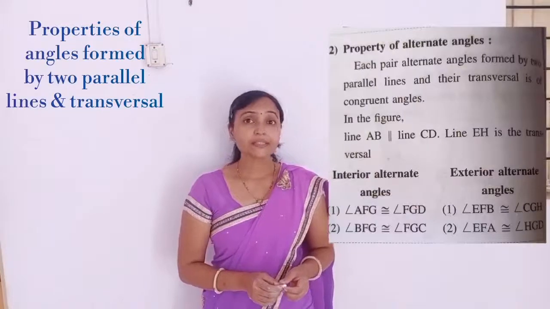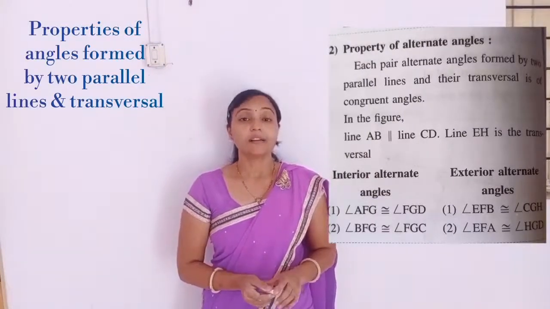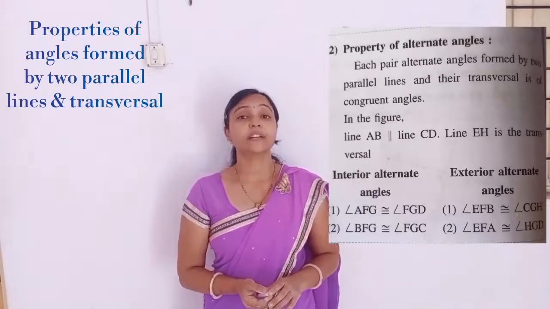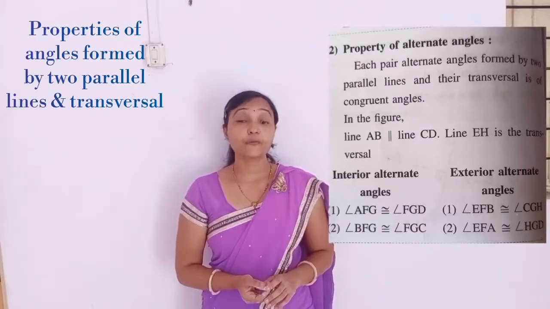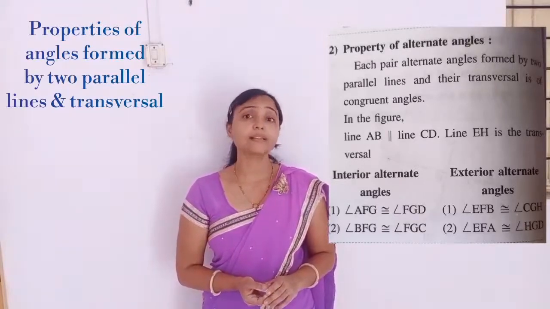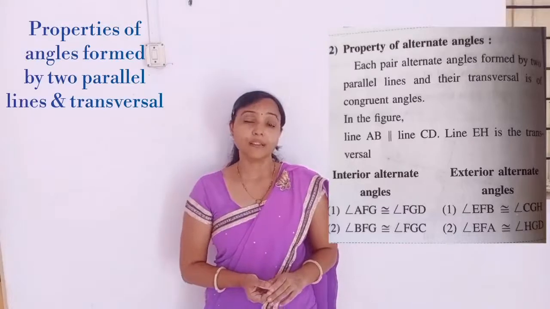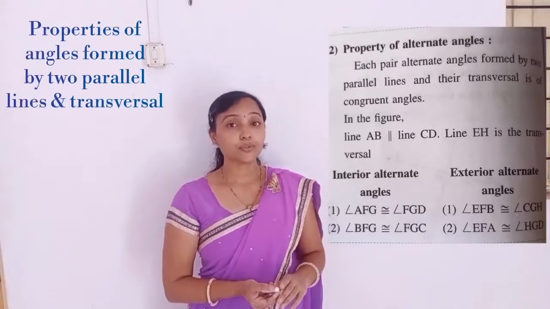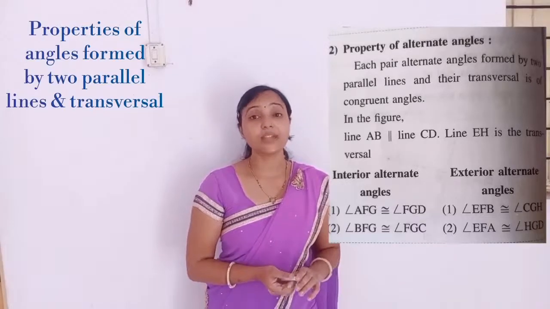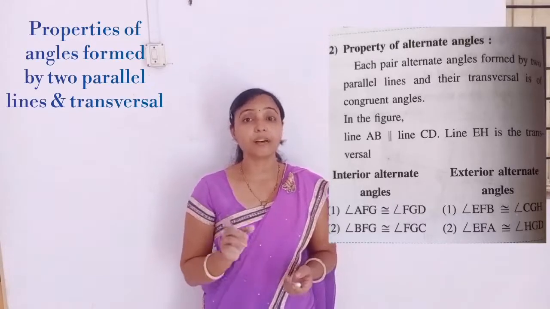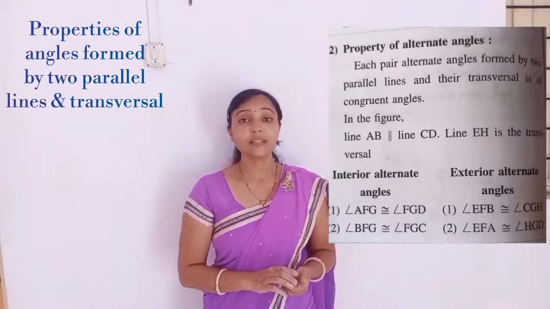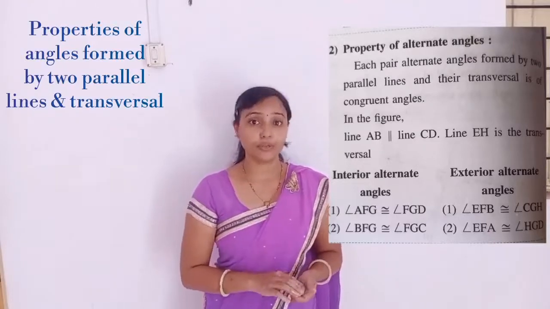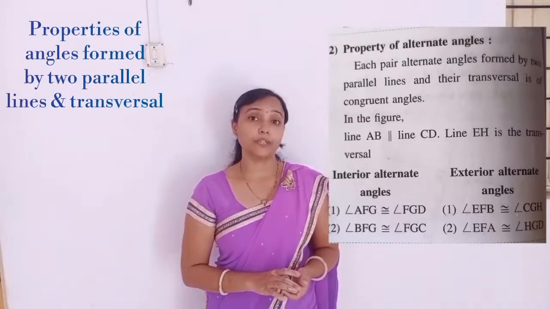The next property is of alternate angles. Each pair of alternate angles formed by the parallel lines and their transversal, those angles are congruent. Means same as the property of corresponding angles: when the alternate angles are made by the parallel lines and transversal, then those angles are congruent. This is our second property.